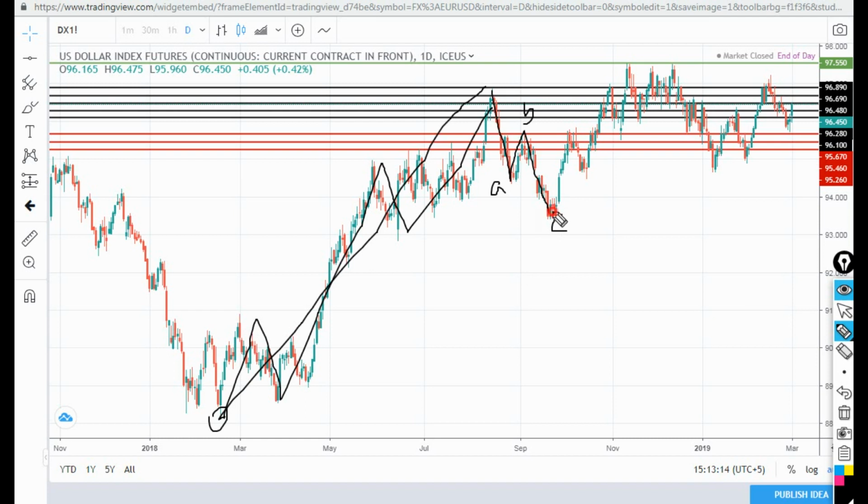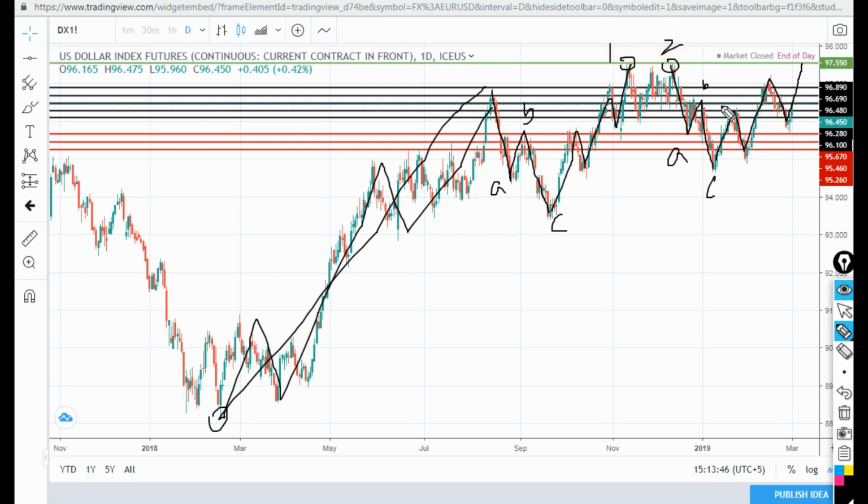And after it we see there is another impulse like this. And after this impulse, you see there will be another ABC. So it's another ABC here. So it's confirmed that this impulse is an impulse, and according to this impulse the market will go up and break out these two parts according to Elliott wave.